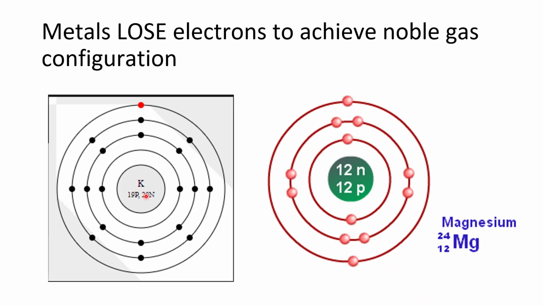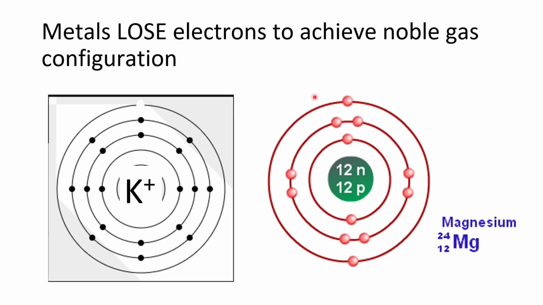Here's potassium. Potassium has 19 electrons. There's only 1 electron in that outermost shell. By losing that 1 electron, now it thinks it's a noble gas because it has 8 valence electrons. So the potassium always has a +1 charge when it wants to do ionic bonding because it'll lose that 1 electron and have a +1 charge, 18 electrons with 19 protons.